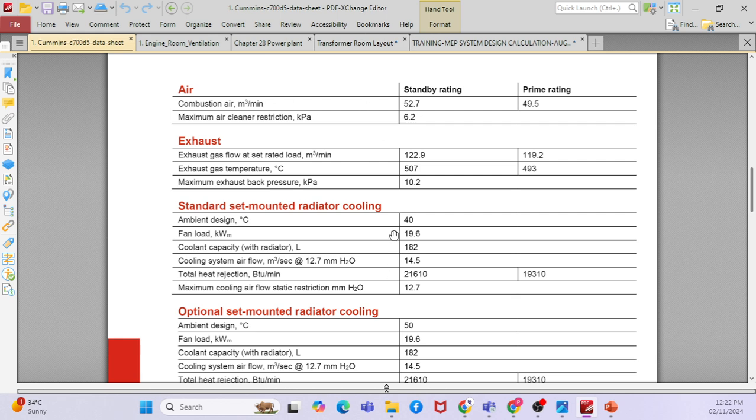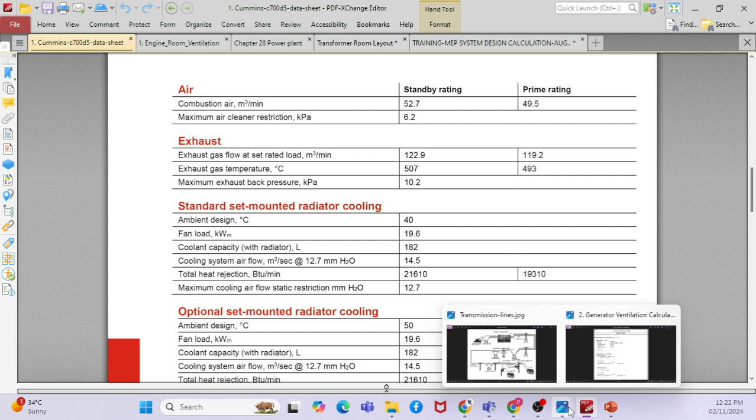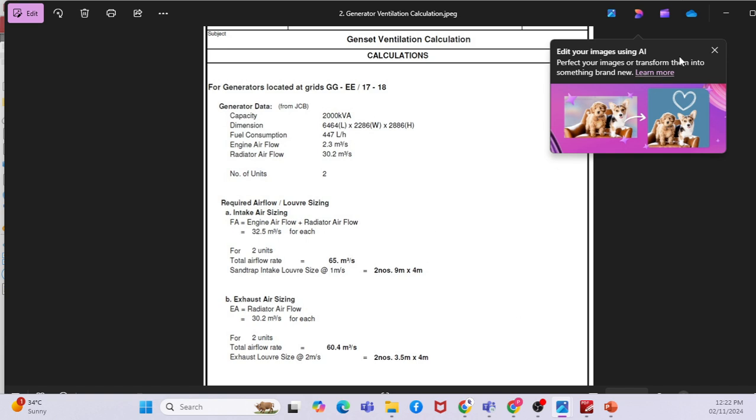Okay, so that is the fan capacity basically. If you go to the catalog, you can calculate directly by using this flow rate from the catalog. Design should be based on 52.7 meter cube per minute plus 14.5 meter cube per second, and additional. I will show one of the previous projects, right?